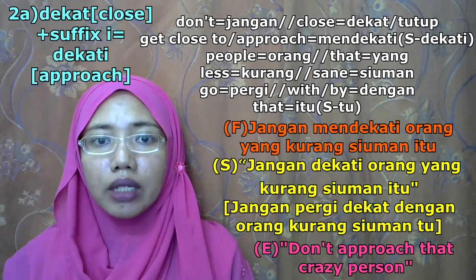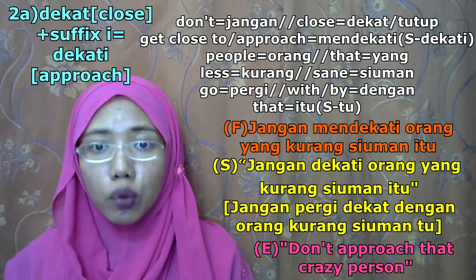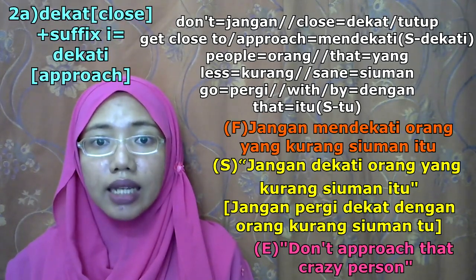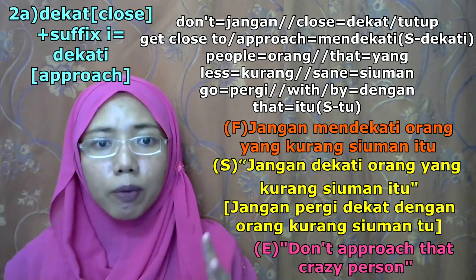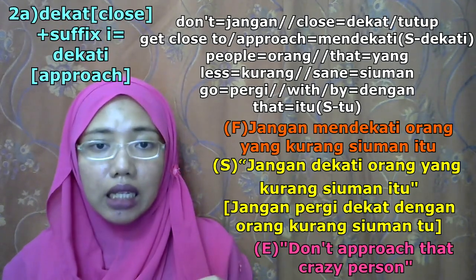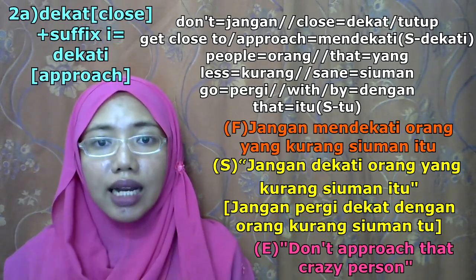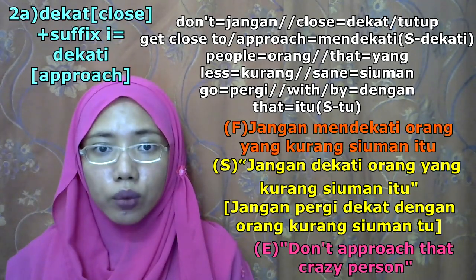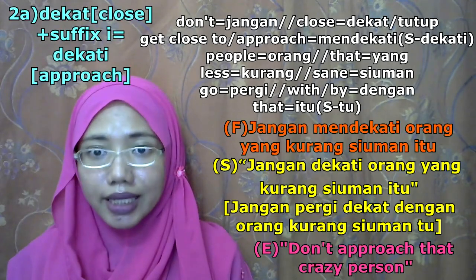I give an example here. Jangan dekati orang yang kurang siuman itu. The proper formal Malay word is mendekati. But this is the shortened one. So jangan dekati orang yang kurang siuman itu. In English it means don't approach that crazy person.